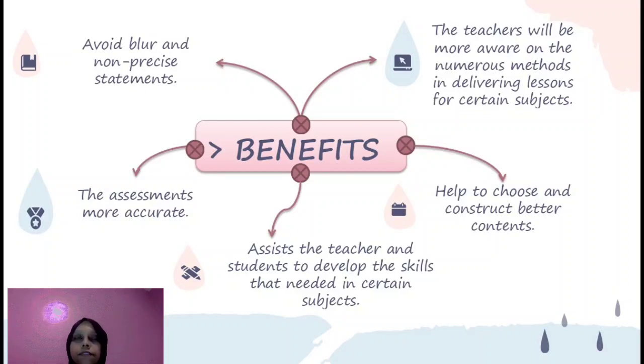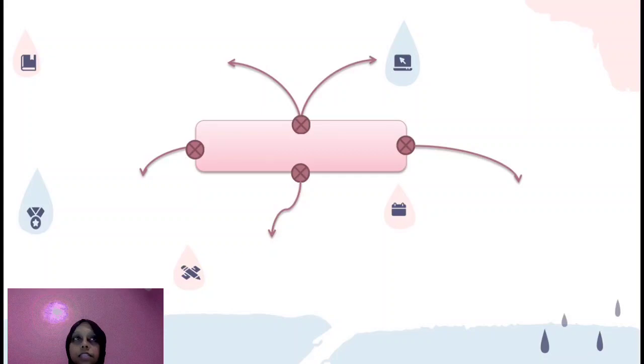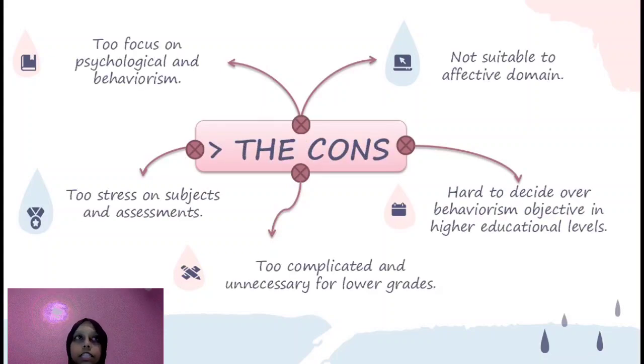With all the benefits, it must have its own consequences. First, this objective model is too focused on psychology and behaviorism, which only seems to focus on the result-oriented or subject-student problem oriented approach. Second, it also stresses too much on subjects and certain assessments, which, like I said just now, where the grades matter very much in this model.